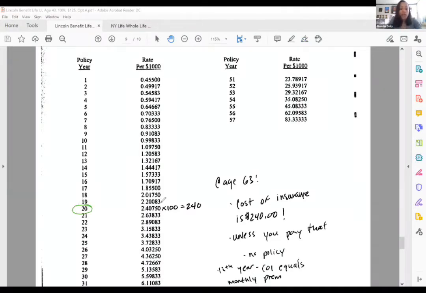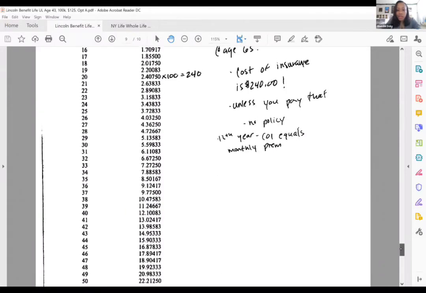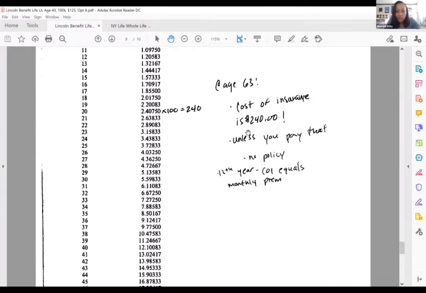So you take whatever number is here and you multiply it by the amount of coverage they have. So per thousand, they had 100,000 of coverage, multiply it by 100. Now you're at $240, right? So when you look here, their cost of insurance is $240 by the time they've had the policy for 20 years at age 63.